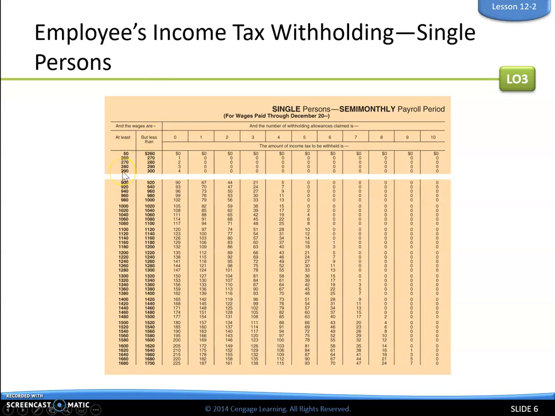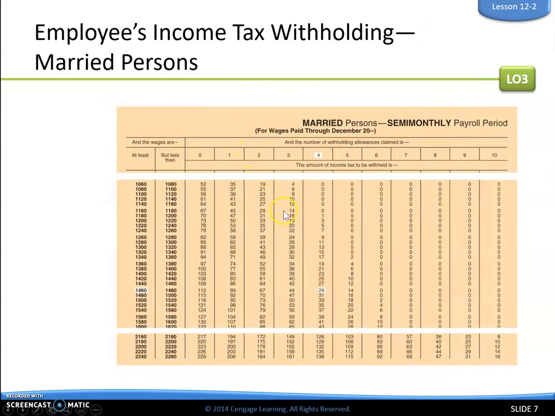So here we would say, okay, so they made at least $900, but it was less than $920. Okay, then what we would look at is their number of withholding allowances. So if they had 1 allowance, we would then just meet those 2 up. So that would mean that we would withhold $67 in taxes.